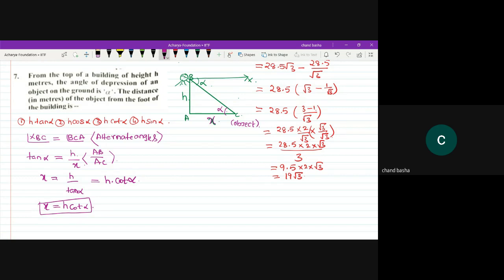Sir, how is h by x becoming h by tan alpha? Just cross multiplication, because we require the x value. They are interchanged, that's it. Cross multiplication: this x will be on the left hand side. I can write it as x tan alpha is equal to h. So from this, x is equal to h by tan alpha. That's it from this topic.